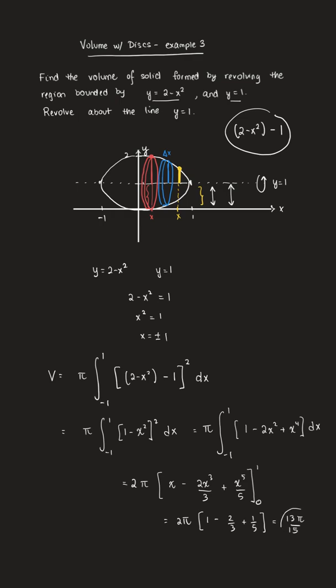I think what I want you to take away from this example is the following. We rotated over a horizontal line that's not the x-axis. We still set up in terms of x because we're using disks and we're still adding up in this direction. We had to adjust the radius by subtracting this length of 1 from the function value. That's where this comes from. So because we rotated over a different line, we had to adjust the radius. That's the takeaway for this problem.